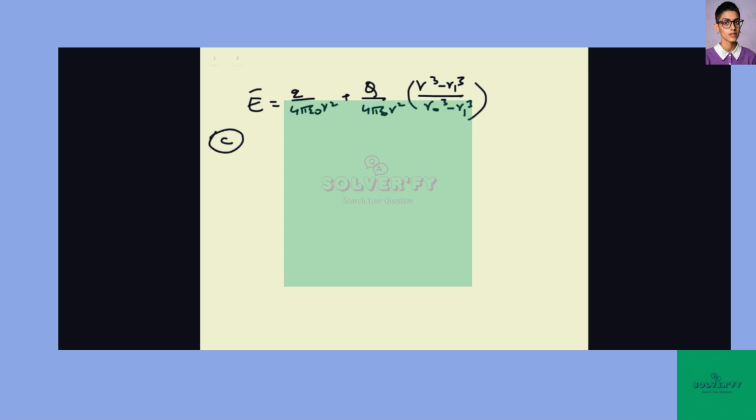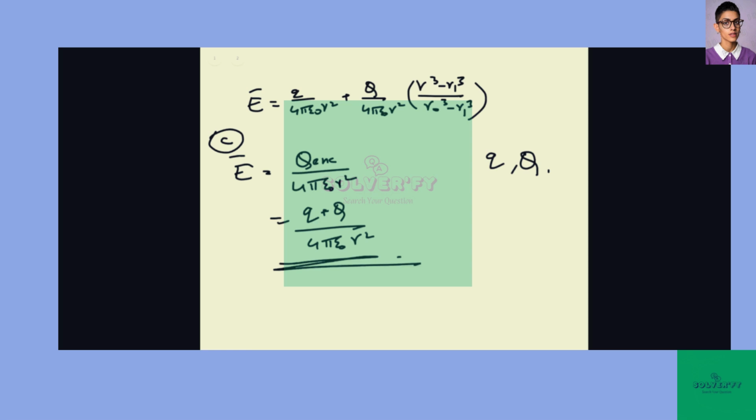For part C, once you're outside the shell, all of charge lower q and all of charge capital Q are within the Gaussian surface. Hence, the electric field will simply be charge enclosed divided by 4 pi epsilon naught r squared. So that will be q plus Q by 4 pi epsilon naught r squared. That's it.